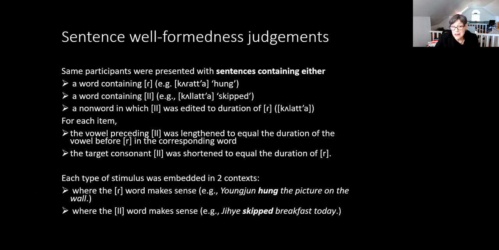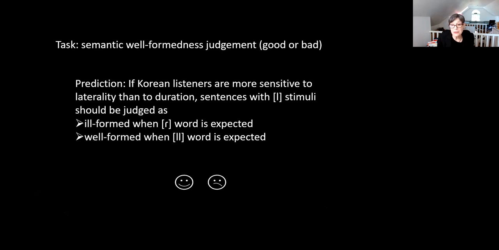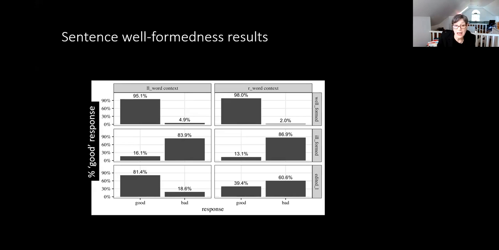So they heard a sentence with a word containing a tap, a word containing geminate L, or a phonologically ambiguous short L word. And these three types of stimuli were embedded into two different contexts, one where the tap word makes sense, one where the geminate L word makes sense. And of course, we would expect, if Korean speakers are more sensitive to laterality than duration, then the sentences with the short L stimuli should be judged as ill-formed when they expect a tap word and well-formed when they expect a geminate L word.